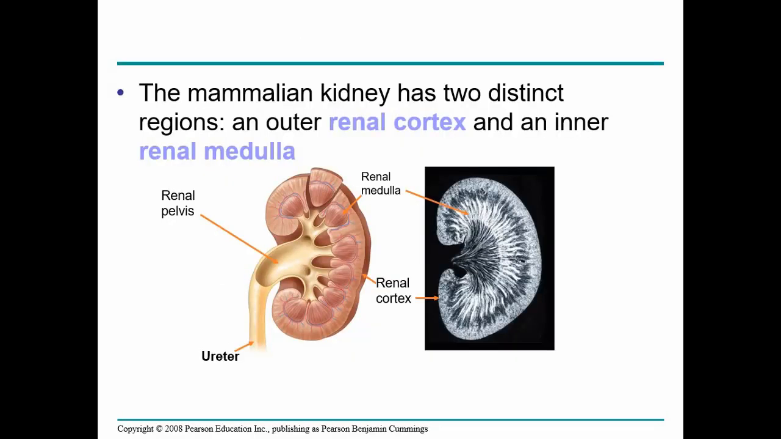So this is the structure of the kidney. The structure of the kidney consists of mostly two regions. The outer one we call the cortex. The cortex is the top, and then the inner one we call the medulla. So there is the cortex and the medulla.